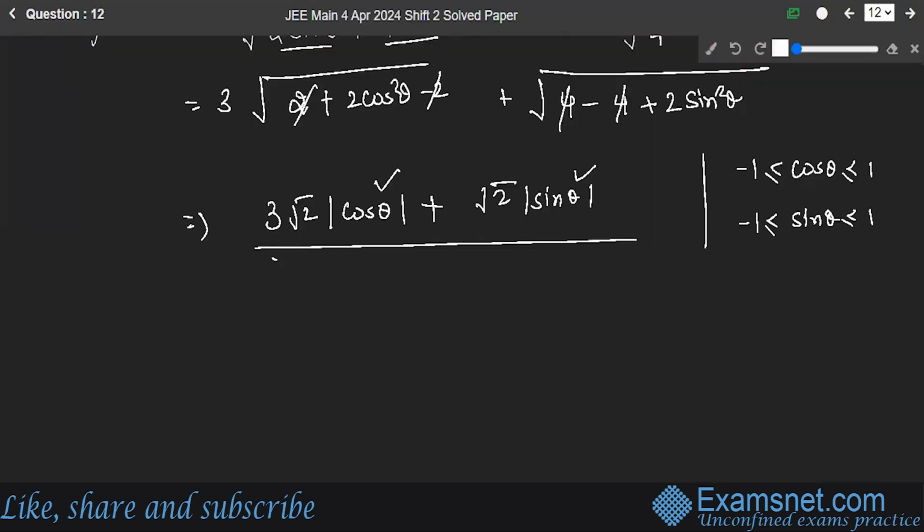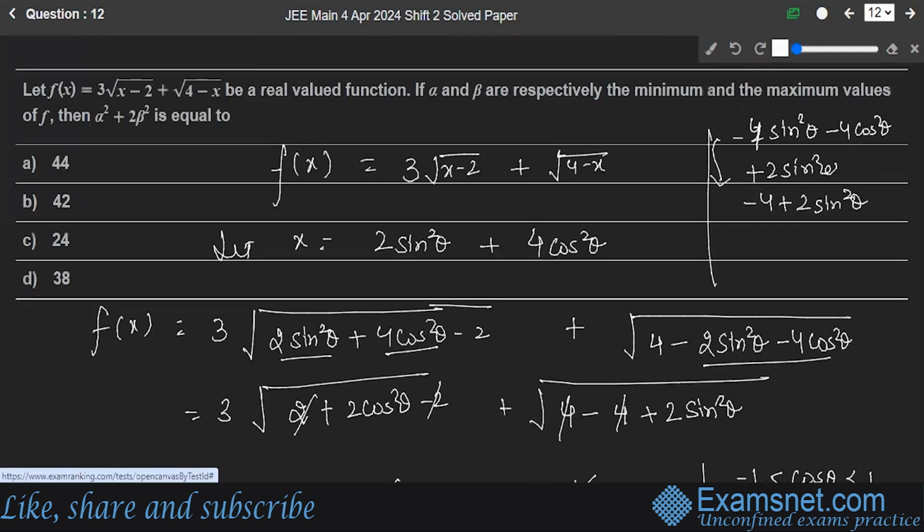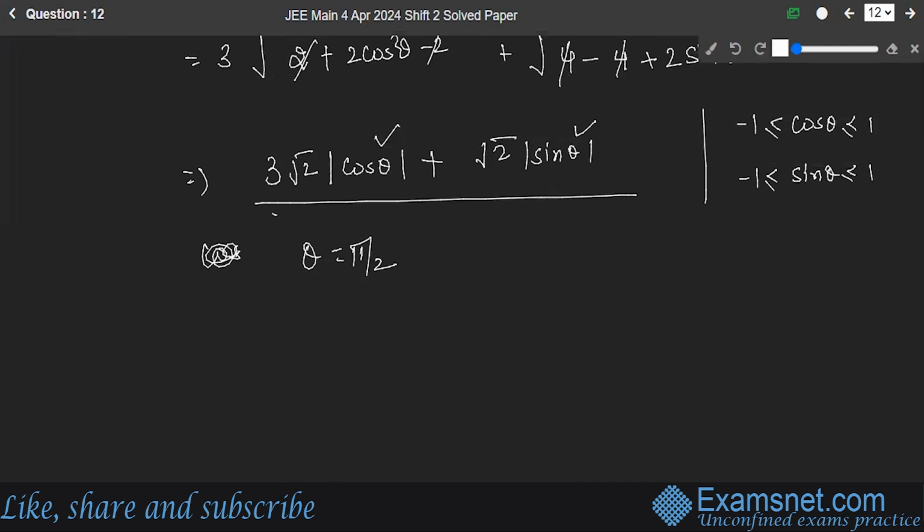And the minimum will be there when theta is equal to pi by 2. This will have a 0 value, and this is a smaller term than this term. So if theta is equal to pi by 2, this term will come out to be 0, right? So the minimum value exists when theta is equal to pi by 2.